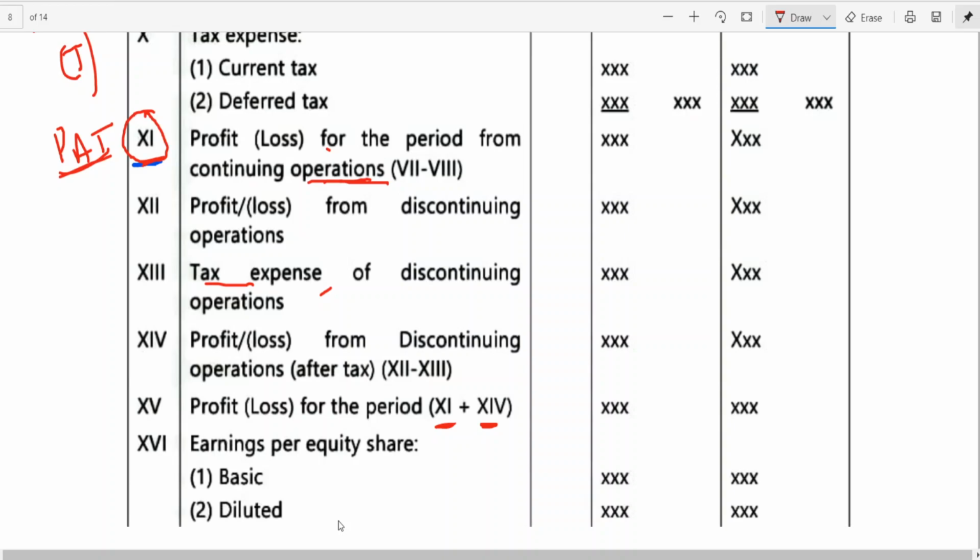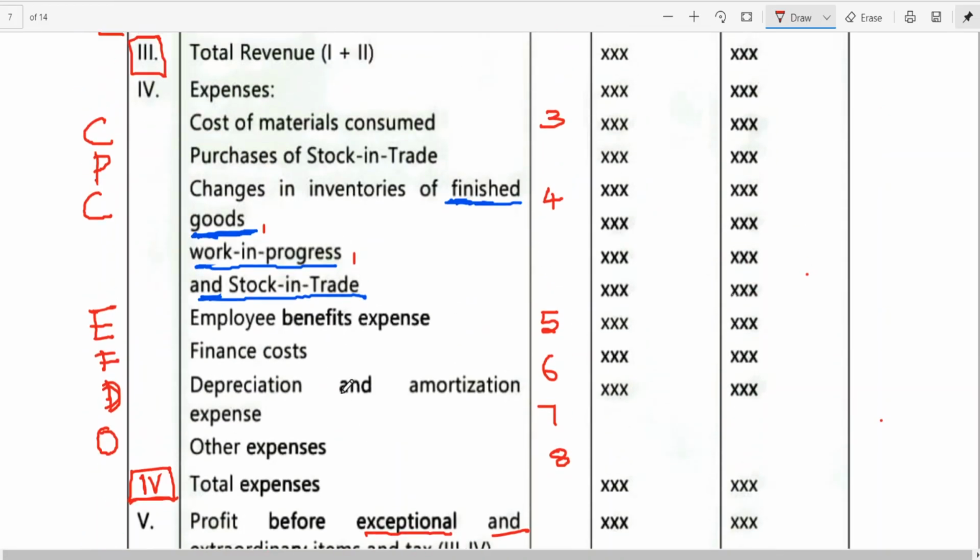Now, I think these things we generally don't need. I repeat once again: profit or loss from the continuing operations is one item, and from that we adjust profit or loss from discontinuing operation and the adjustment of tax expenses. Then profit or loss from continuing operation plus profit or loss from discontinuing operation gives you the total profit. But I think this is simple, you only need to remember which one. I think you can remember all this, my dear friends.